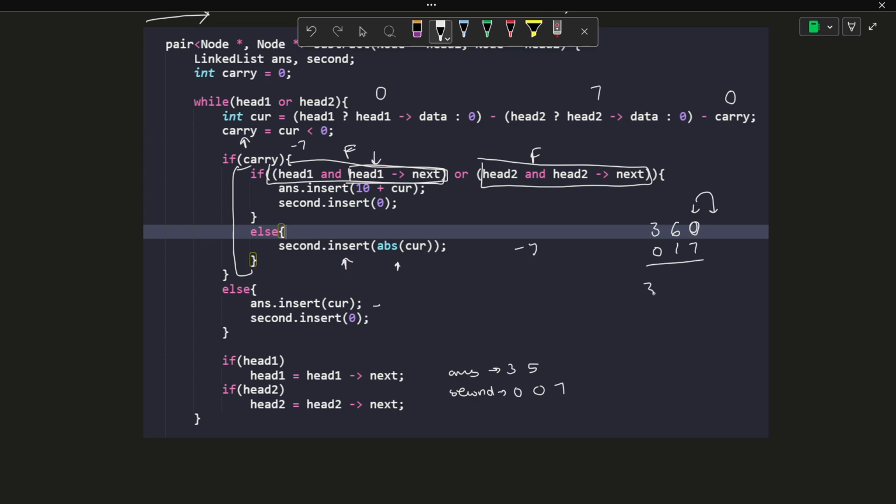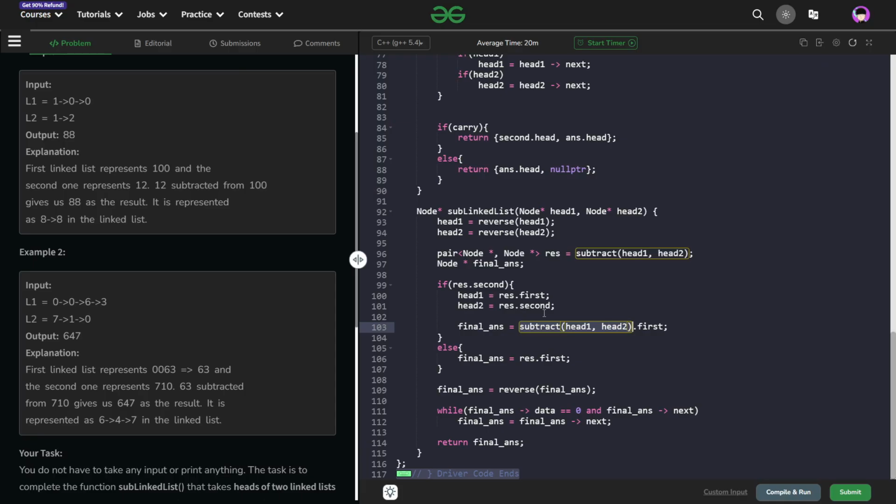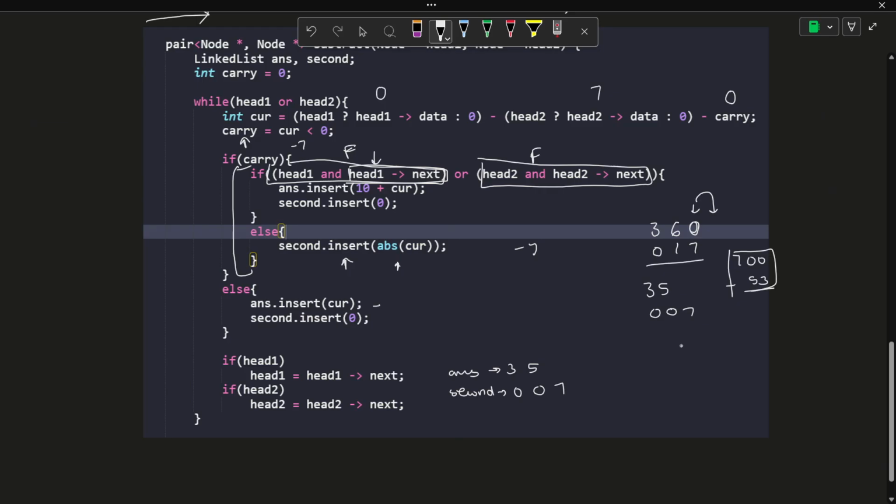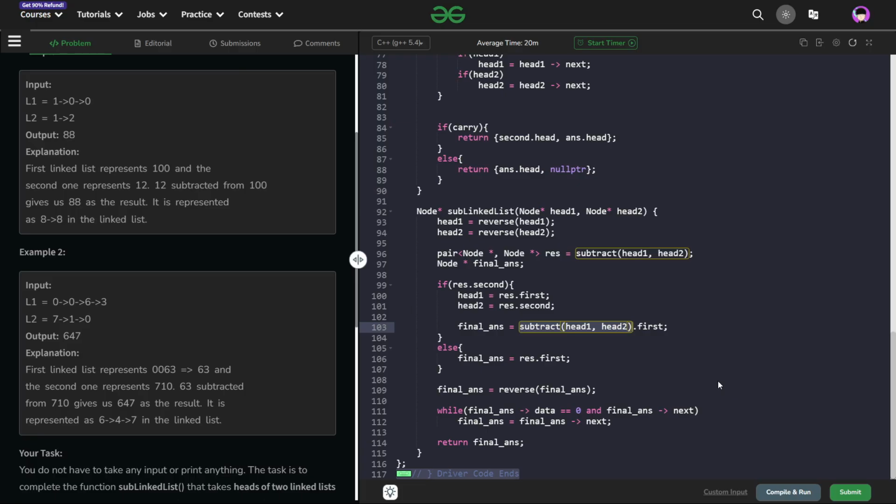So now we have the numbers 35 and 007. These are both in reverse order. So basically we have 700 and minus 53. This is what we want to calculate now. So what I'm going to do here is return these two values. I currently have 35 and 007, right?